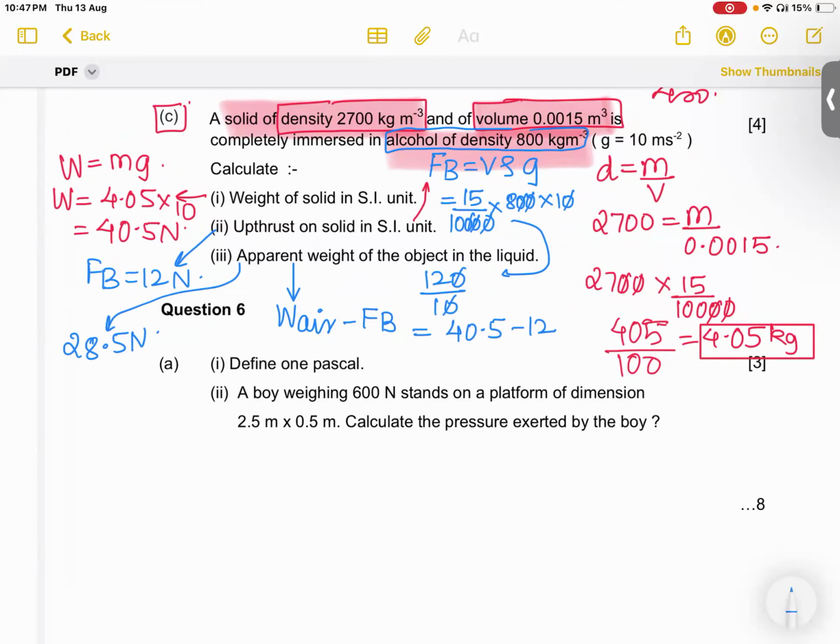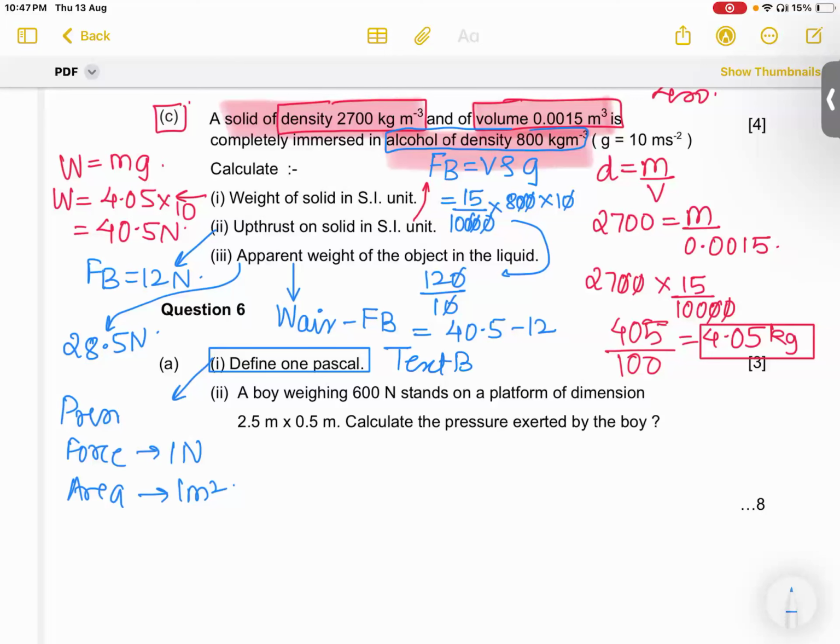Define 1 Pascal. I feel, guys, you should refer to the textbook for the definition. The overall definition is: the pressure exerted with a force of 1 Newton on an area of cross section of 1 meter square produces a pressure of 1 Pascal. Okay. Still, guys, my suggestion is please refer to the textbook.